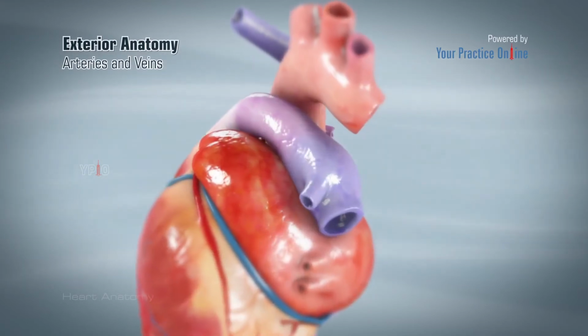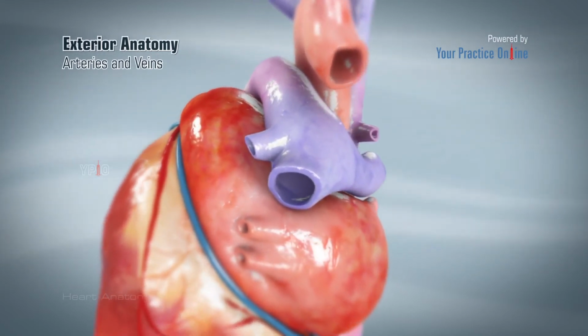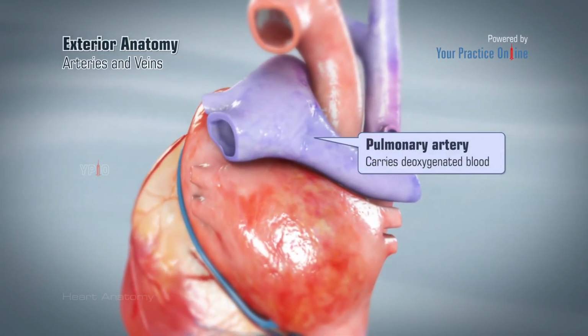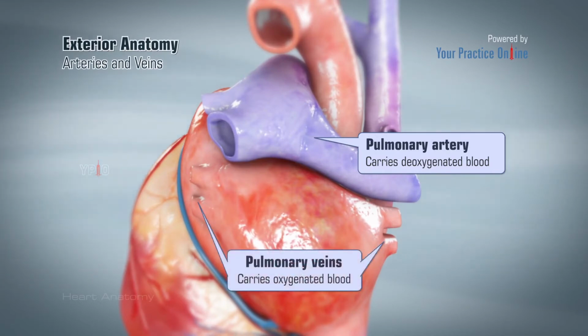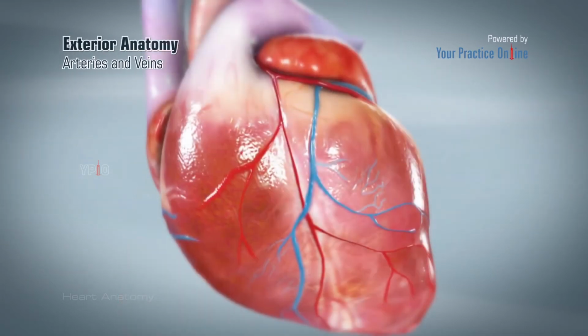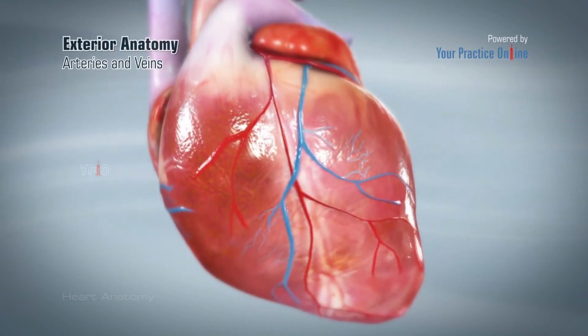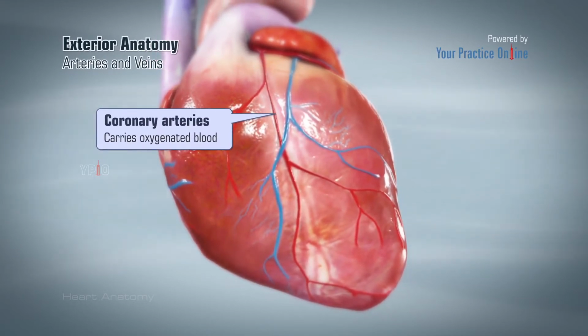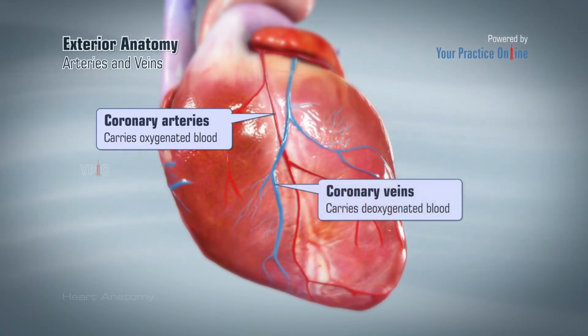Pulmonary artery and pulmonary veins. The pulmonary artery transports the deoxygenated blood from the right ventricle to the lungs for oxygenation. The oxygenated blood is then carried to the left atrium through the pulmonary veins. Coronary arteries and coronary veins. Coronary arteries originate from the ascending aorta and deliver oxygen-rich blood to the heart muscles. Coronary veins remove deoxygenated blood from the muscular tissue of the heart and drain it into the right atrium.